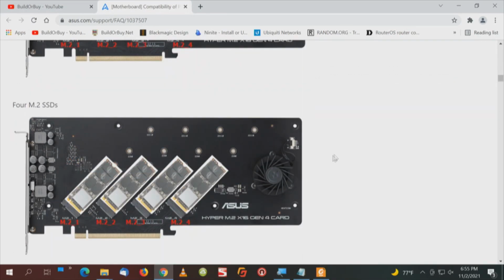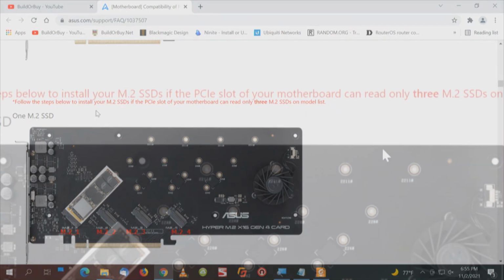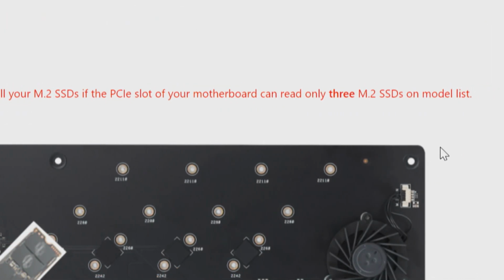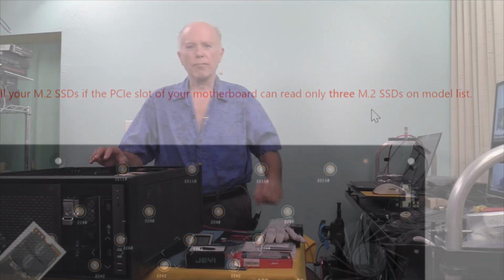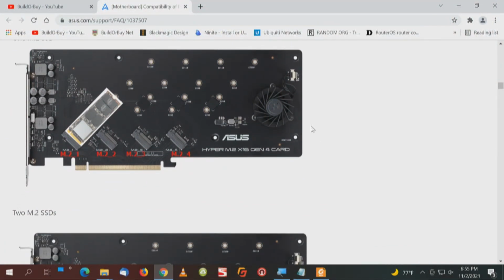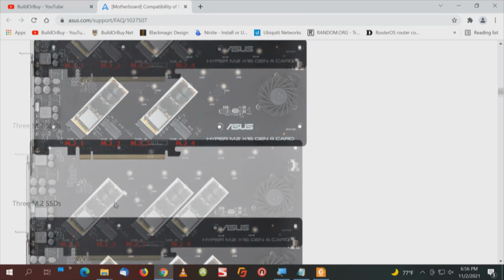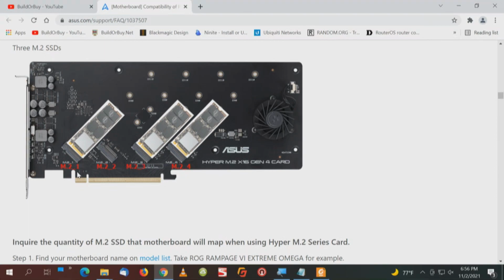However, let's scroll on down. There's 4 right here. Follow the steps below to see if your machine on your motherboard can read only 3 M.2 SSDs on the model list. And that's the rub because that's what applies to these 2 motherboards because it can only see 3 drives. So how does that sequence work? 1 drive M.2_1. 2 drives M.2_1, M.2_3. You don't put 1 on the second slot. And if there's going to be 3, M.2_1, M.2_3, and M.2_4. You do not use M.2_2.